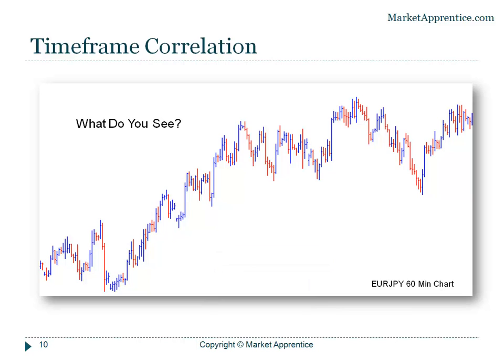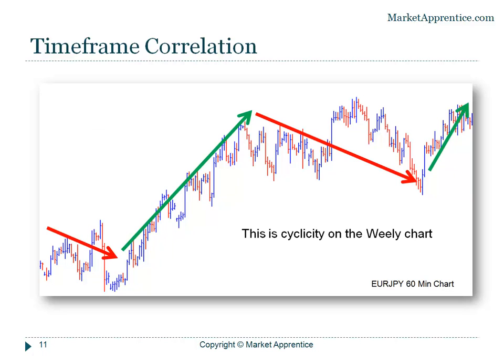Now, using a 60-minute chart, we take a step back and look at a bigger picture. Essentially, this is potentially what is showing on the weekly chart, a bigger trend direction. Here, we have the swing low, swing high, swing low again.